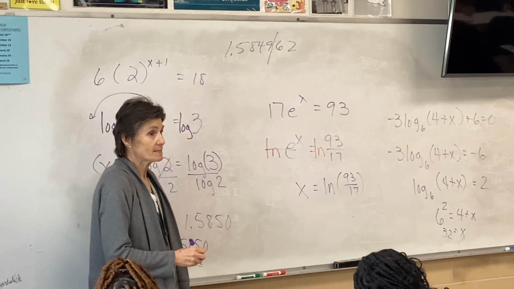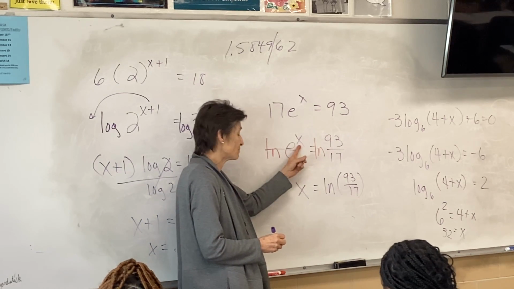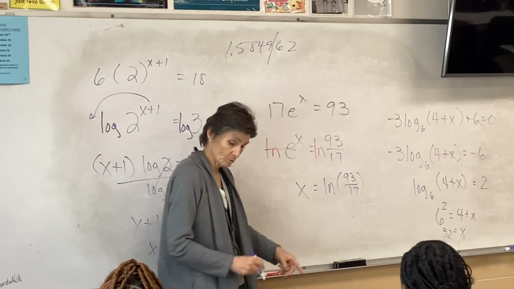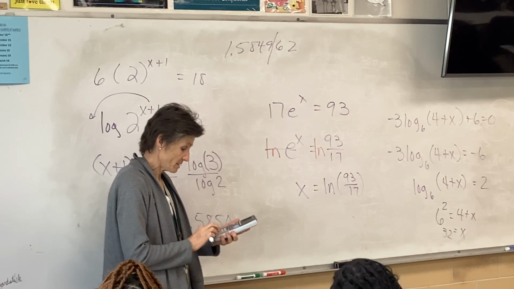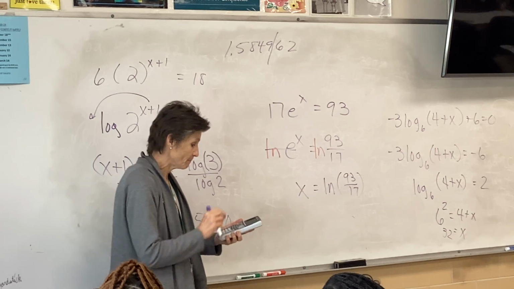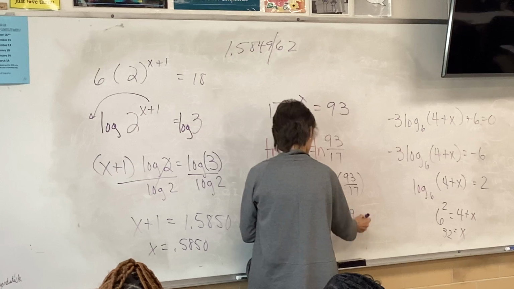Anytime the problem has an e, when you ln it, it's gonna be gone, and you're gonna have just x equal to. So the answer to that one, ln 93 divided by 17, 1.6994.